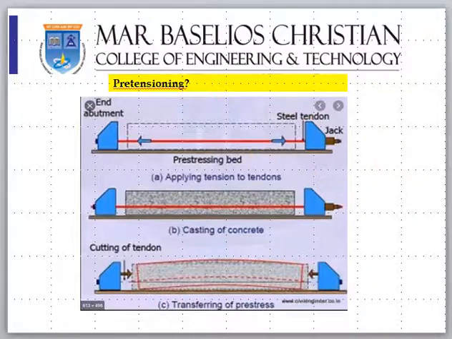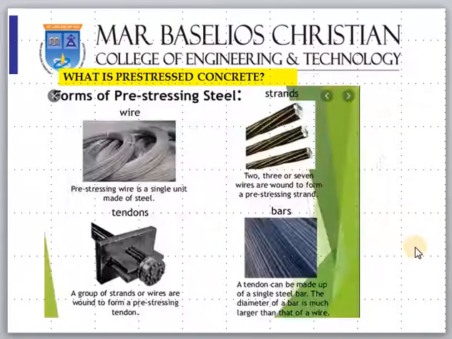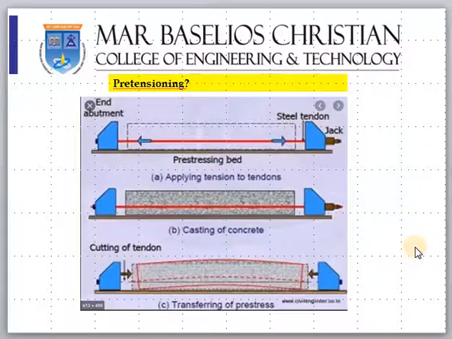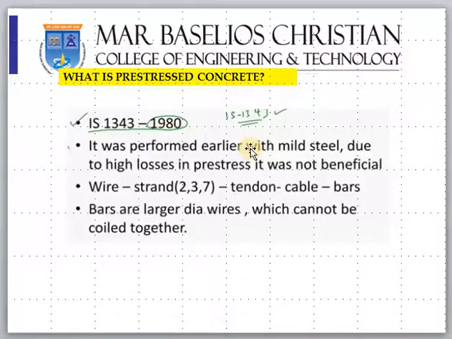And another one is called post-tensioning. So in this pre-tensioning, the steel which I told you about is not our normal steel. It's called tendons. It's a high yield stress steel, in the order of 1500 and 2000.